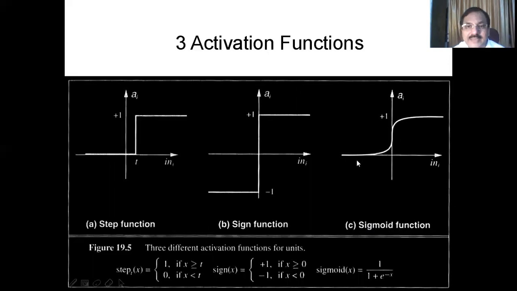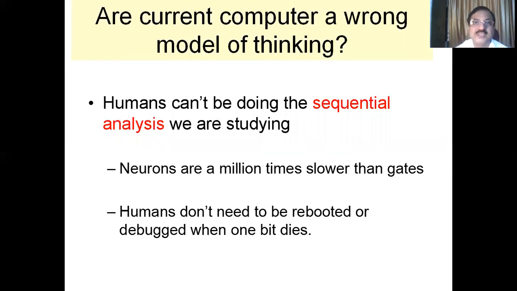There is some mathematical relation. The sigmoid function is 1 upon 1 plus e raised to the power of minus the input. For the step function, if x is greater than a particular threshold, then it is 1, otherwise 0. For the sign function, if it is positive then it is +1, and if negative, it is -1. So we have three activation functions basically used in the case of an artificial neural network.